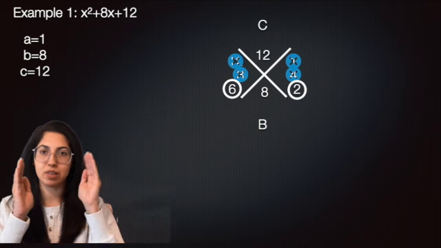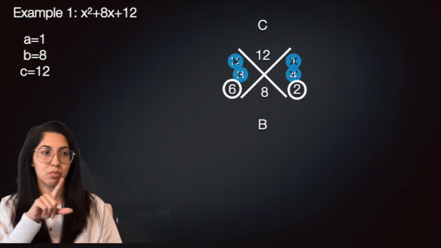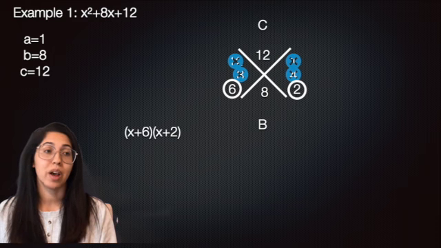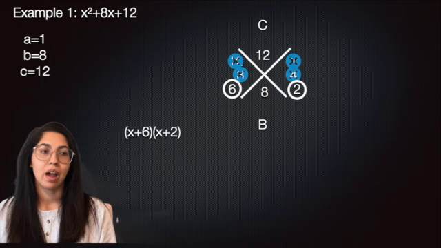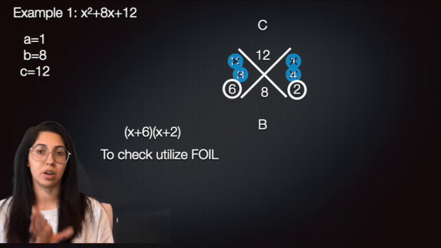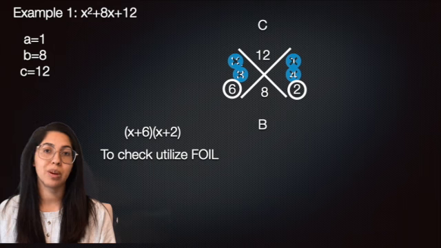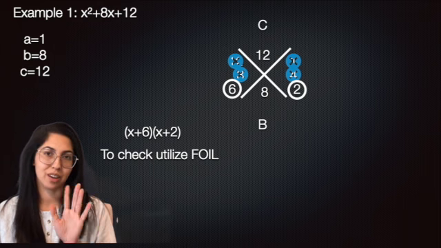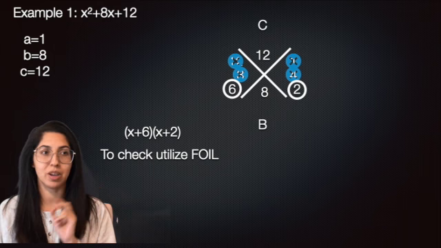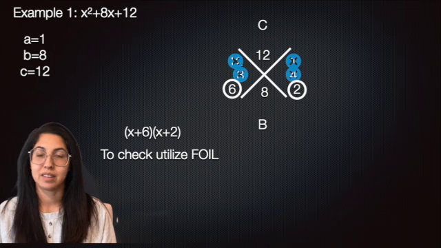So I want you to write parentheses, X, and then another set of parentheses, X, we have positive 6 and positive 2. So x plus 6 and x plus 2. That's it. If you're not sure if you got these right, use FOIL or your multiplication method to check. If you end up with the answer that you started with, then yeah, you got it right. But this is it. This is our x plus 6 times x plus 2 gave us x squared plus 8x plus 12. And that's it for that.